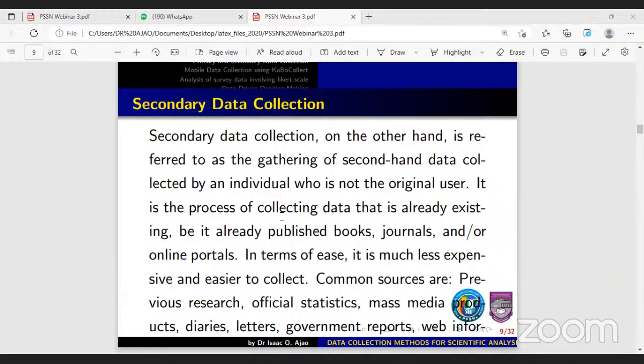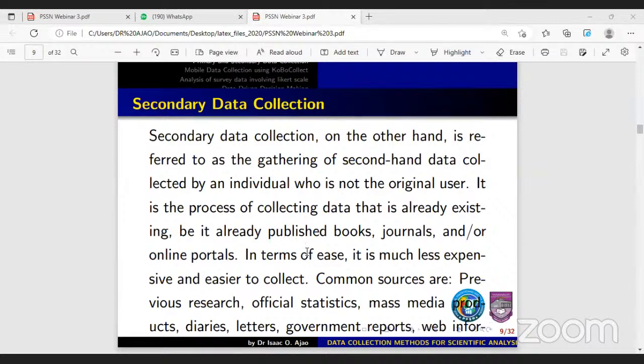So it is the process of collecting data that already exists, be it in published journals, books, or online portals. It's not every data we see online. I will say this here: it's not every data you see online or in books that is authentic, that is original, or that is reliable. Let me use that word, reliable. So we must be very, very careful.